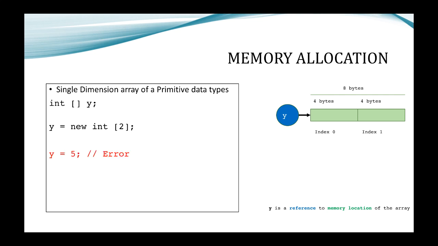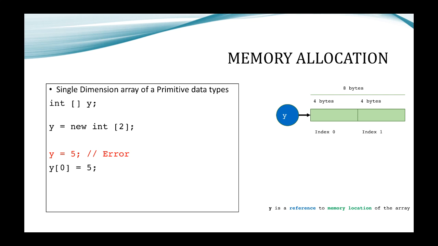So in an array, the reference works like a pointer to a memory location. The memory location was dynamically allocated at runtime. If you say y equals 5, that would not be allowed because y is a reference type and you cannot copy a value like 5 onto the reference. 5 needs to go in the memory location.